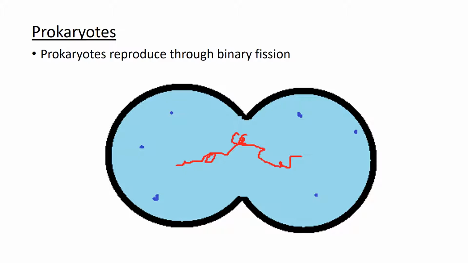The red represents the DNA, and one copy is moving to the left, one copy is moving to the right, and the cell is being pinched in the middle so that it can divide into 2 separate cells. And those separate cells are going to be identical to each other, and they will be identical to the parent cell, the original cell that divided in half. And that's binary fission, and that's how prokaryotes reproduce.